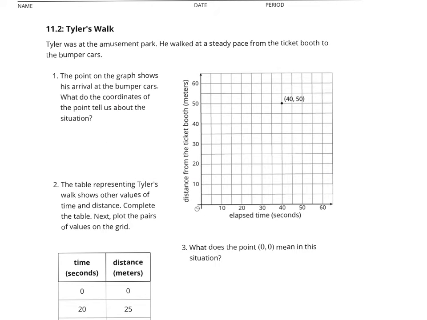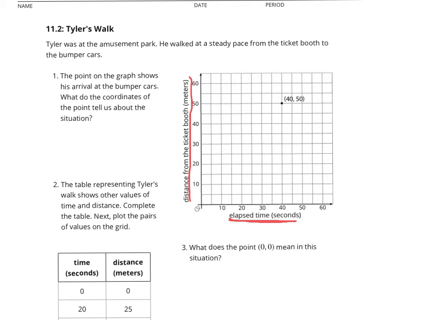All right, and our next activity, activity 11.2, is about Tyler. Tyler was at the amusement park. He walked at a steady pace from the ticket booth to the bumper cars. The point on the graph shows his arrival at the bumper cars. So let's see what units we have on our axes here. On the x-axis, that's time in seconds. And on the y-axis, we have distance from the ticket booth in meters.